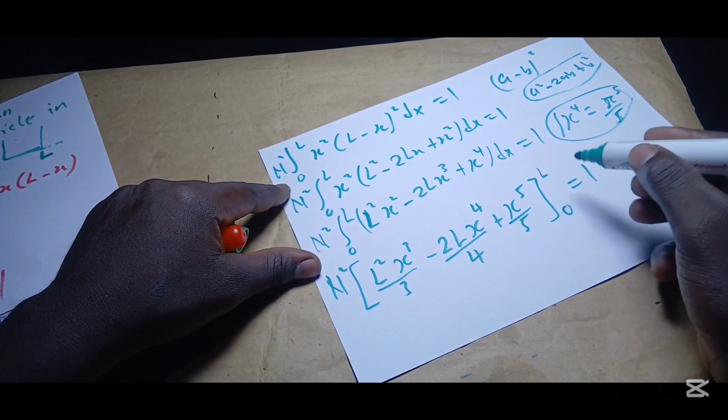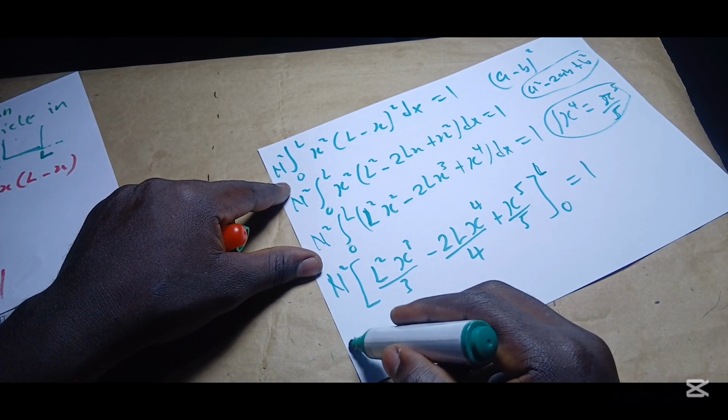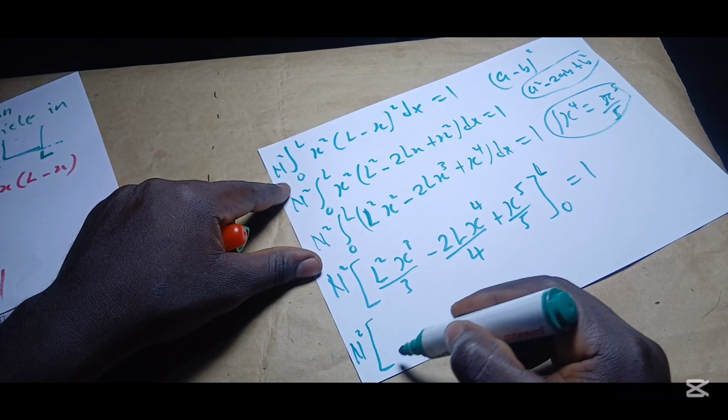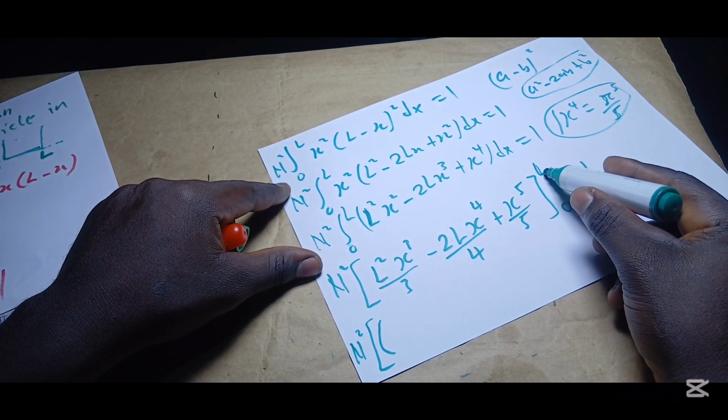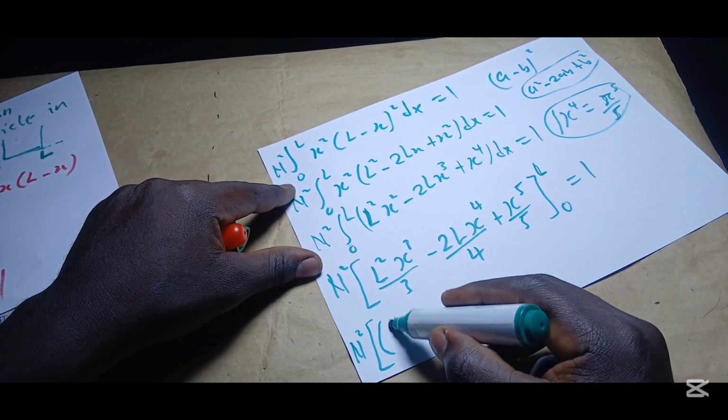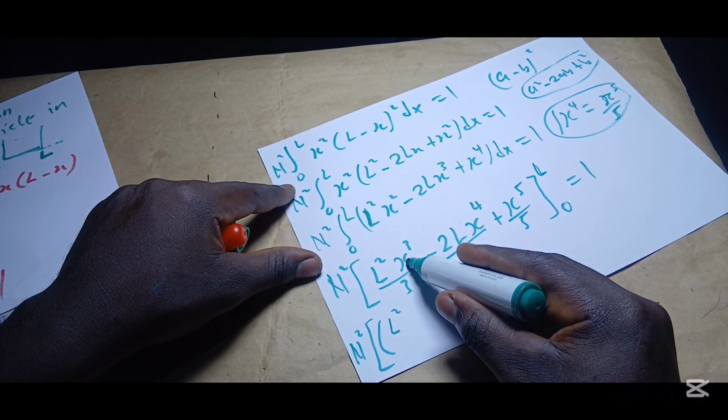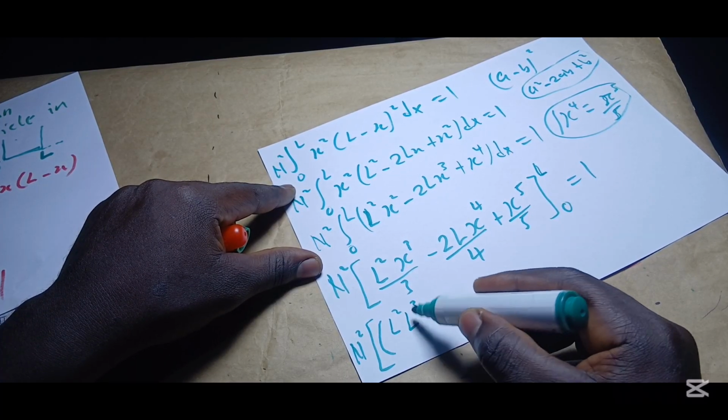So now let's introduce our limit of integration. First, we start with the upper limit. So N squared limit. Wherever we see x, we replace it by L. So we have L to the power 2, x to the power 3 becomes L to the power 3 all over 3.